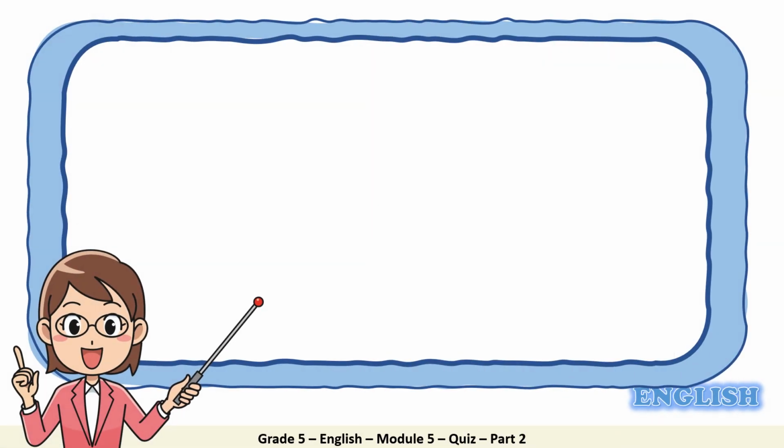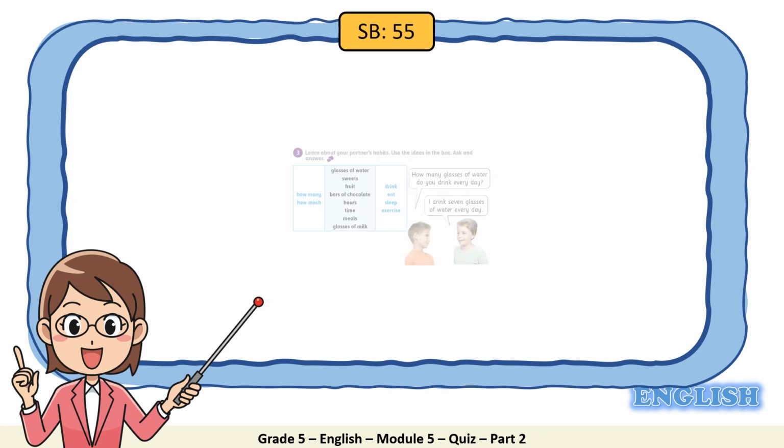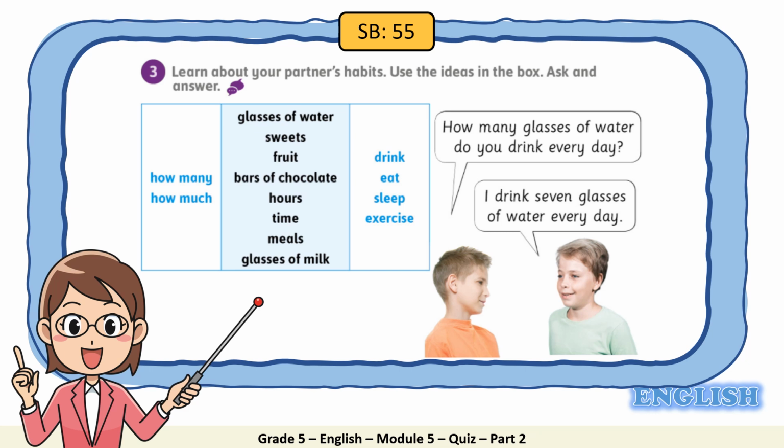You know what time it is now? It's time for us to chat. Please open your student book, page 55, exercise number 3. In this exercise, you are going to ask your classmates some questions to learn more about them. Use the ideas in the blue box to make questions and your classmates will answer you. Then, switch roles and let your classmate ask you some questions and you answer them.